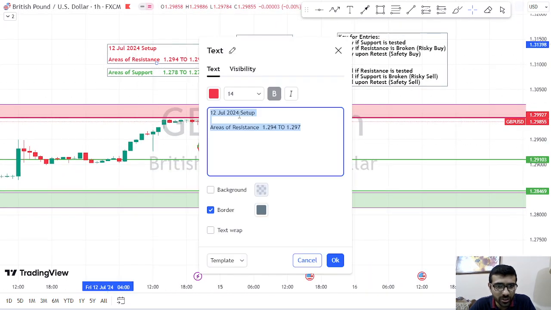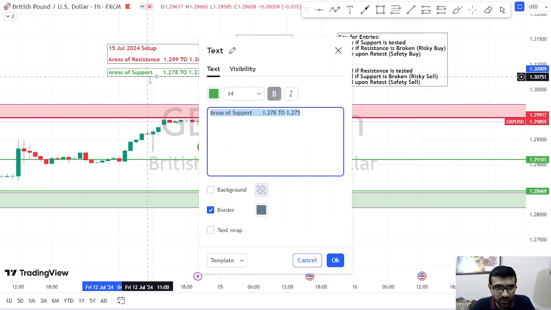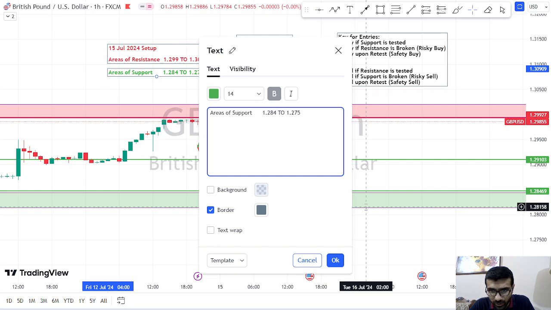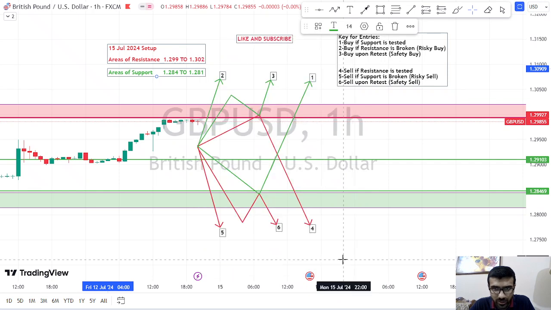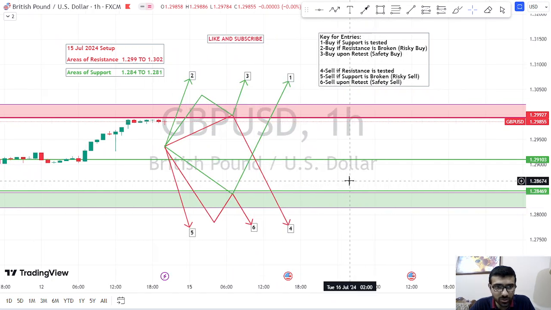So now let me write down the new areas of support and resistance over here for the 15th of July. The area is 1.299, and the upper area of resistance is 1.302, and the area of support is 1.284, and the lower area of major support is 1.281. Okay, so that's all for GBP USD.